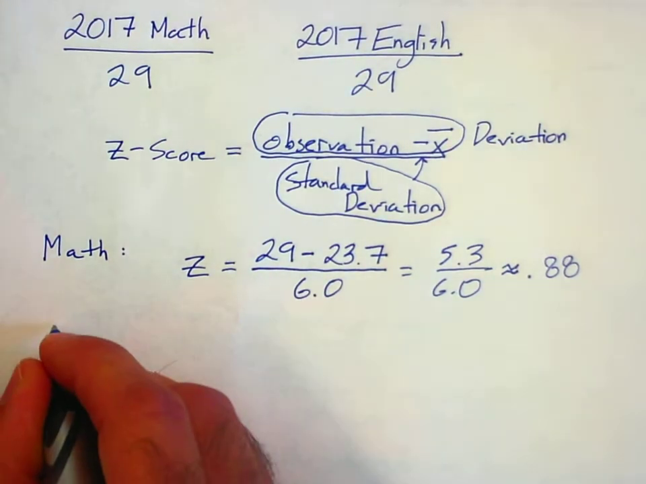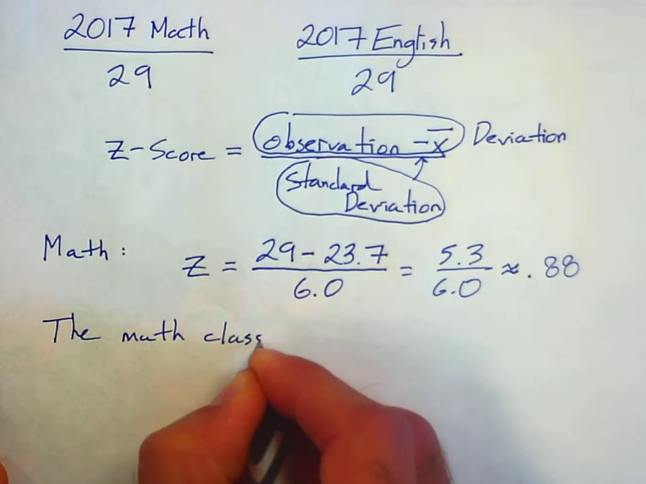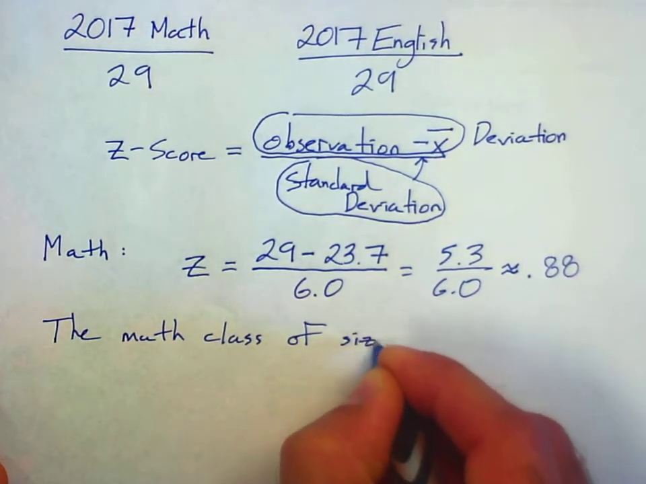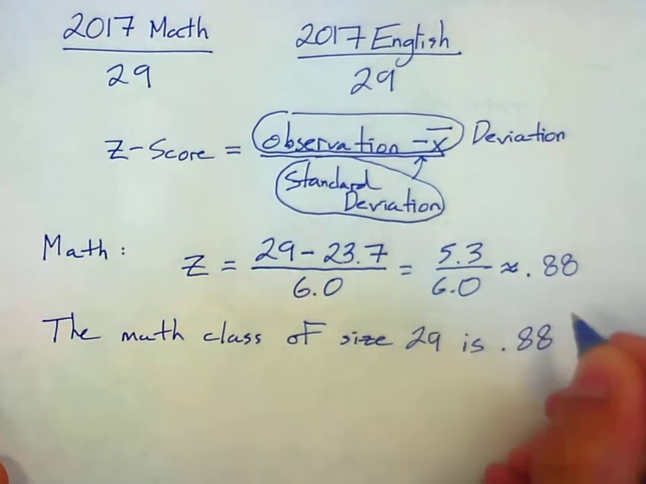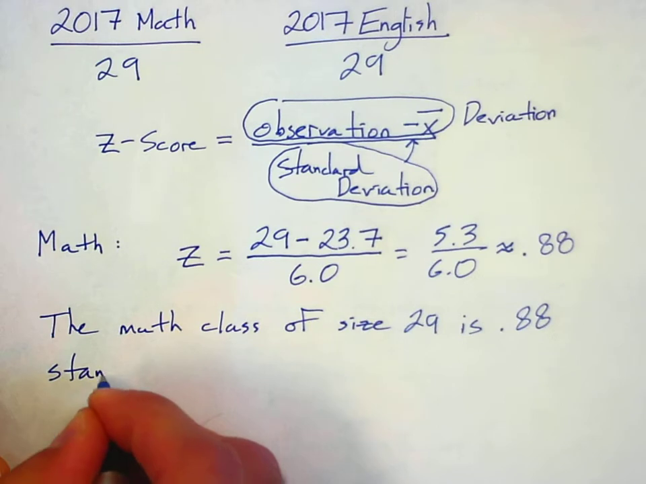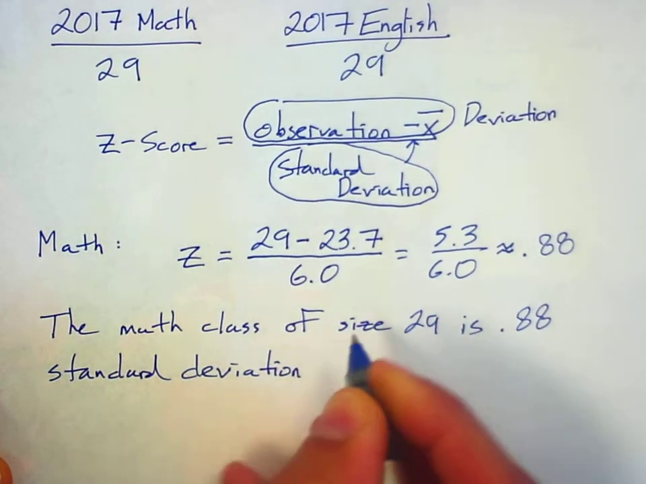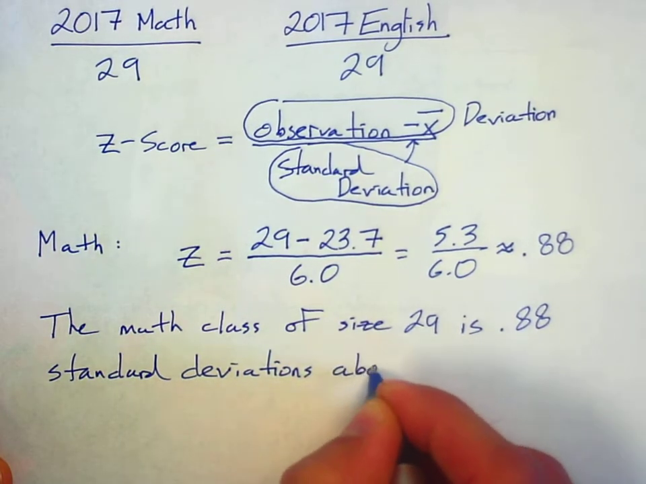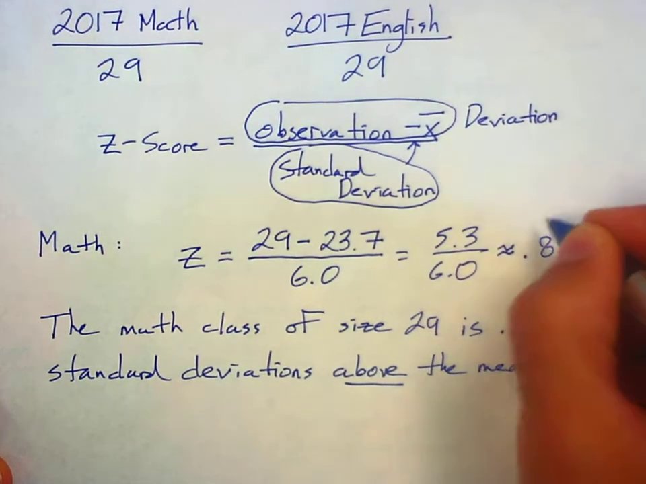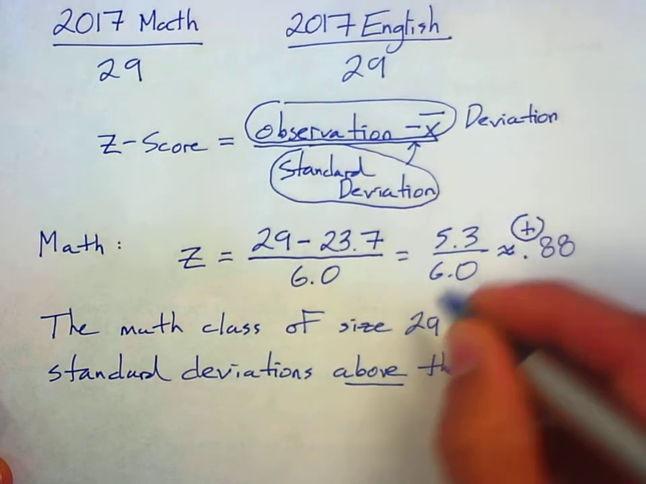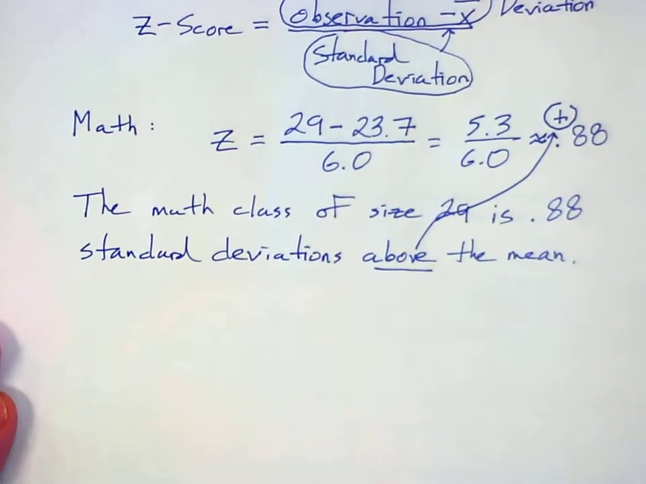What that says is the math class of size 29 is 0.88 standard deviations above its mean. I know it's above because this z-score is positive. If you ended up with a negative deviation, you would get a negative z-score. It would be below the mean.